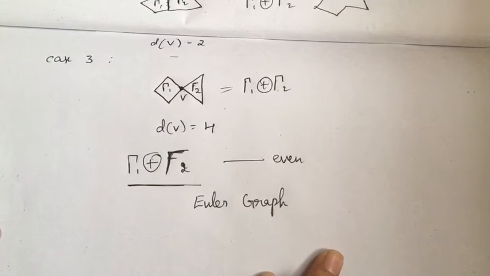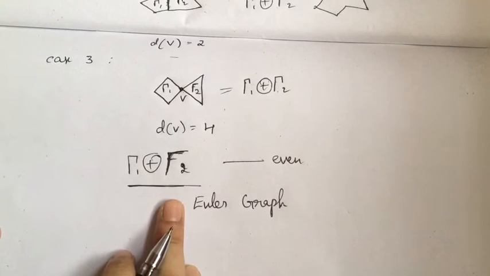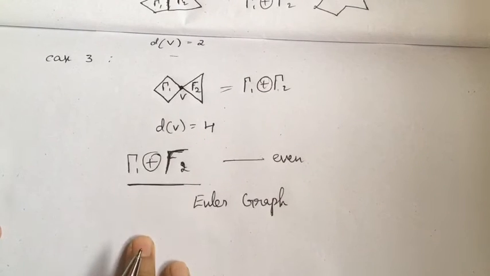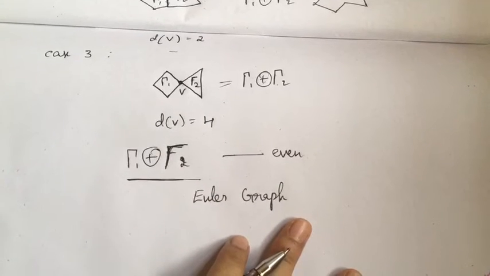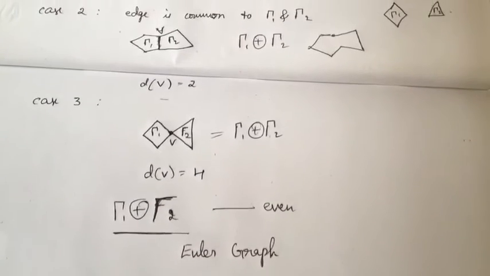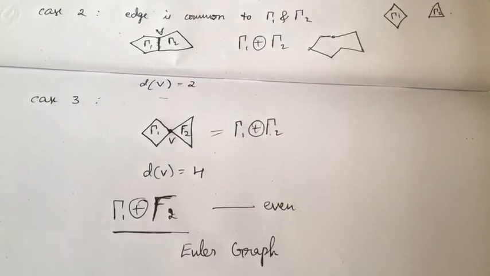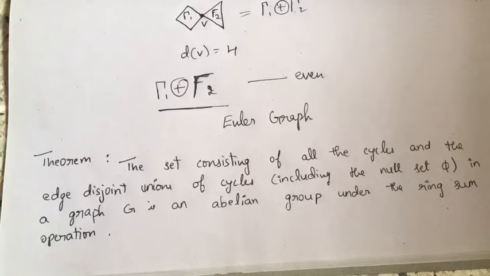Hence I can say that ring sum gamma 1 gamma 2 can be either a circuit or an edge disjoint union of circuits. Hence the proof. So now we have proved ring sum of two circuits is either a circuit or an edge disjoint union of circuits. Now I'll take set of all the circuits and the edge disjoint union of circuits, and I want to prove that this forms an abelian group under the ring sum operation.